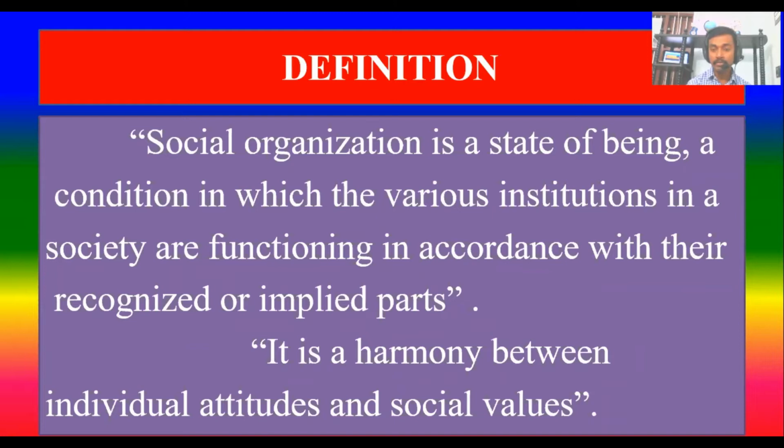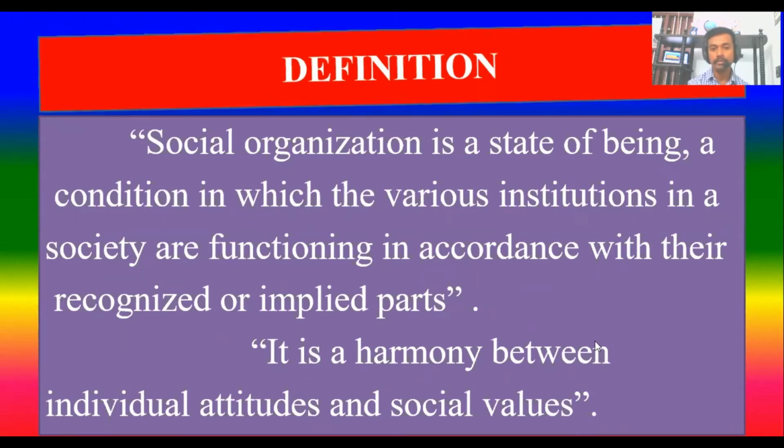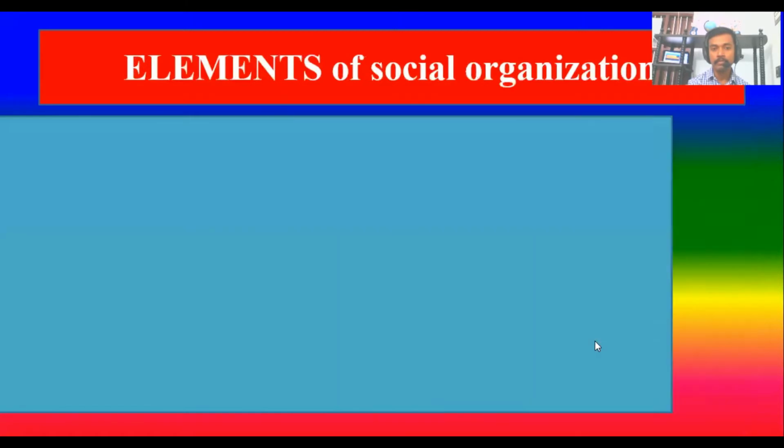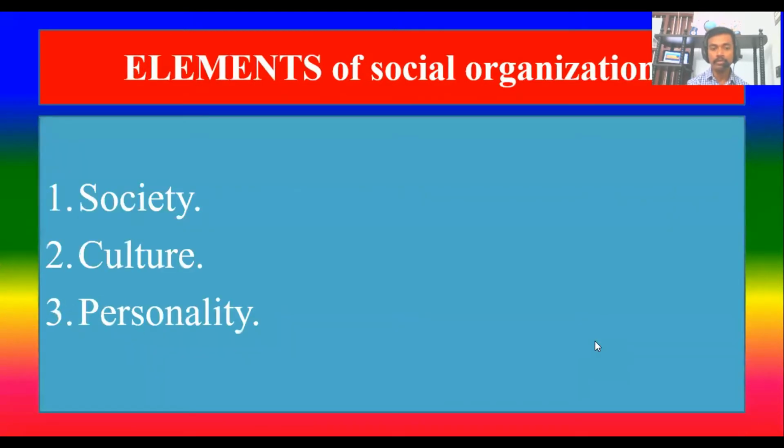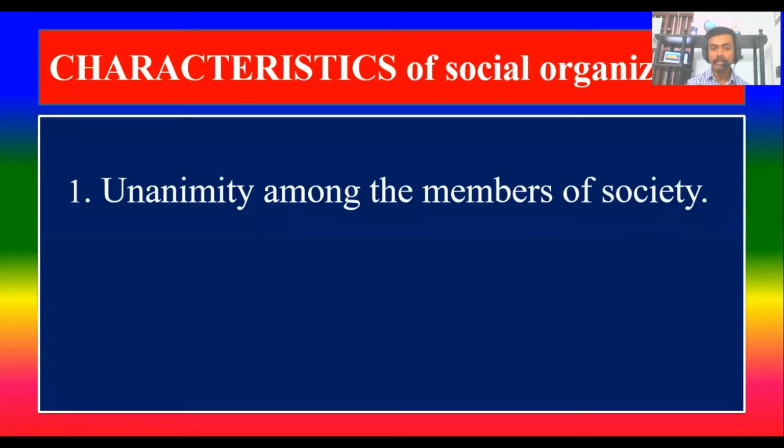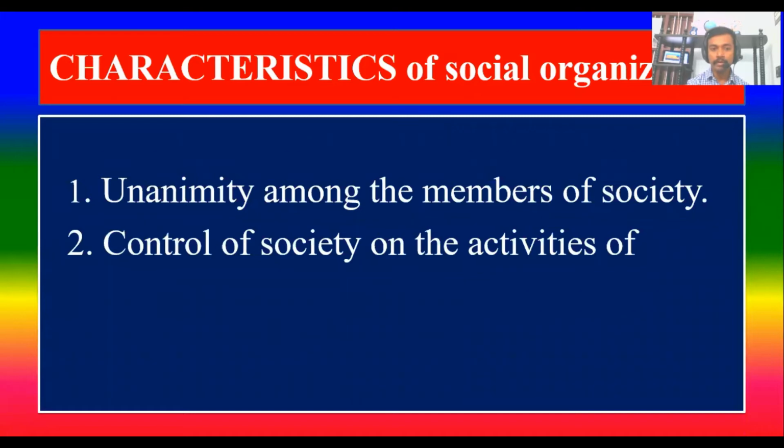Then micro sociology concerns how every institution becomes an organization. It has norms, values, and mainly role and status for the members. They organize themselves and work to develop the society. Look at this. Elements of social organization: society, culture, personality. Then characteristics: anonymity among the members of society, and control of society over the activity of the individual.